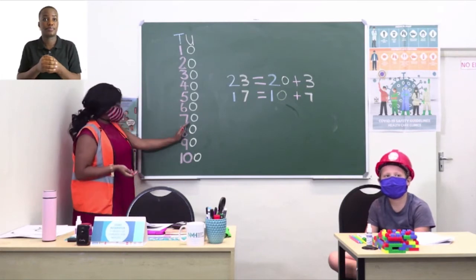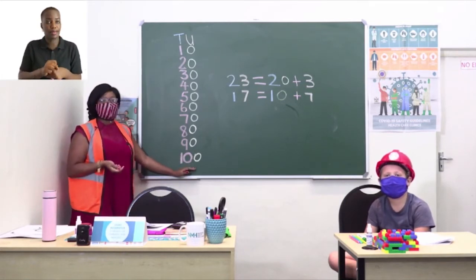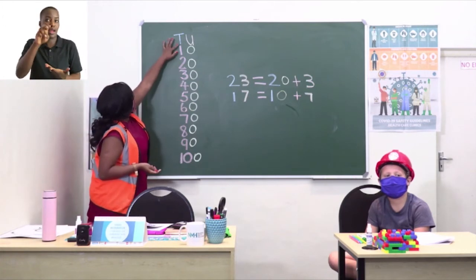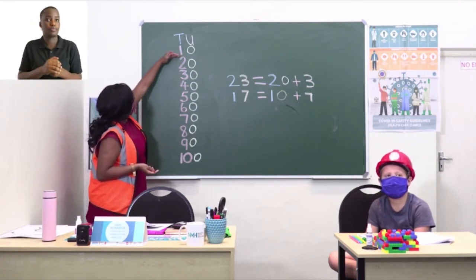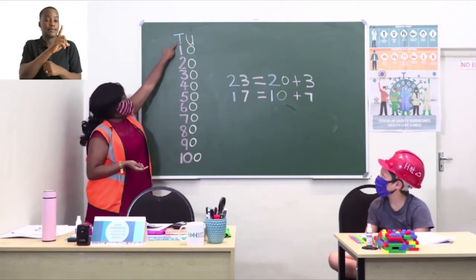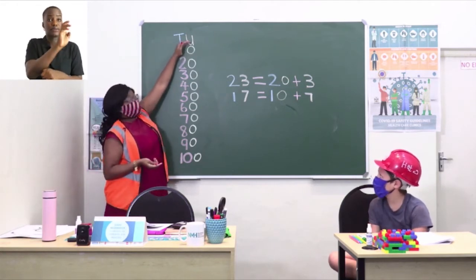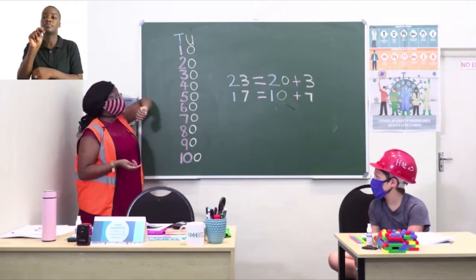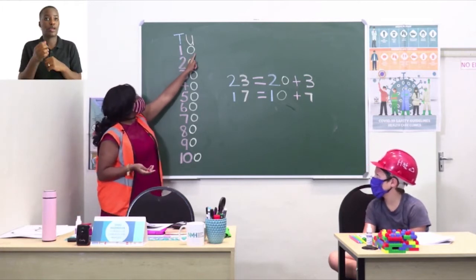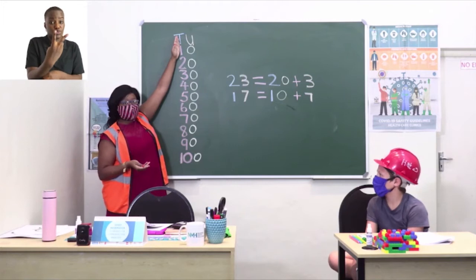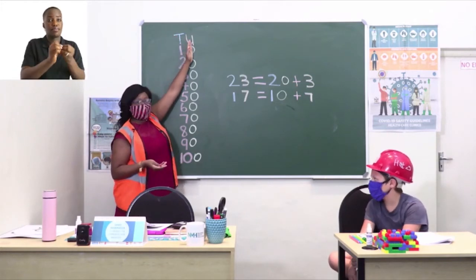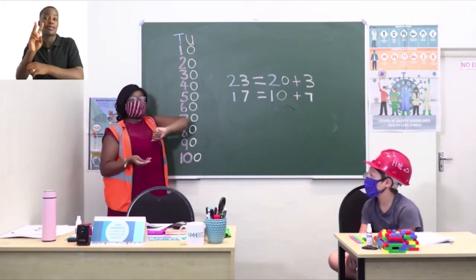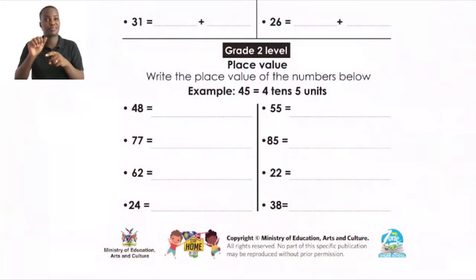So, using our decade numbers, I will show you where the tens are. Number 1, this digit here is a 10. And that means that the 0 is a unit. So every number that has 2 digits, the first one is tens and the second one is units. Let's take a look at our exercise. The first example we have is 45 equals 4 tens and 5 units.